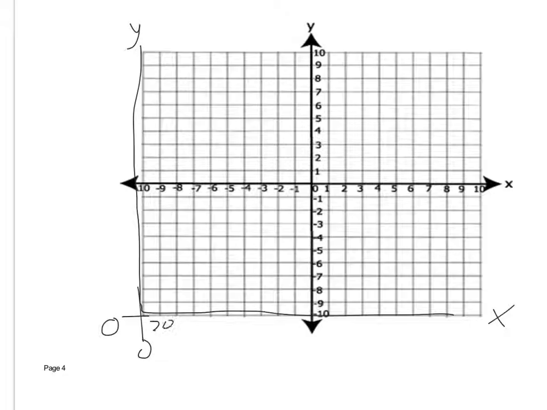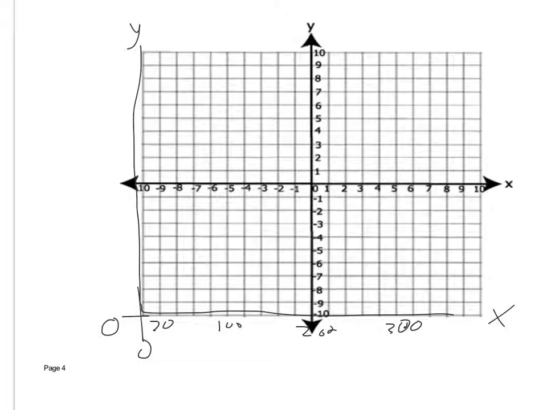So this would be 20, the next one would be 40, 60, 80, 100, 20, 40, 60, 80, 200, 20, 40, 60, 80, 300. Now I'm not labeling every one of these because I'm trying to save myself some time. You can if you want, but it's a lot of wasted space to me. So now I've got my x-axis labeled, right? What do I need to put my y's in? Should I go by 1s? Should I go by 2s?